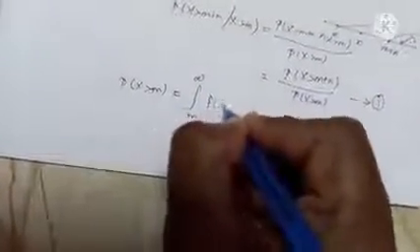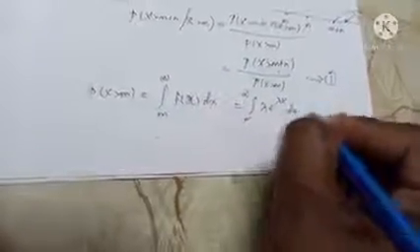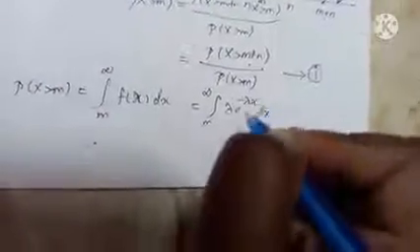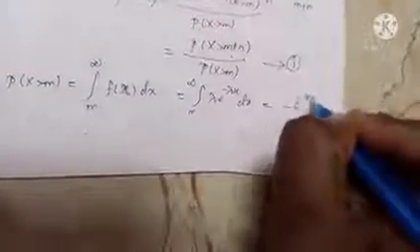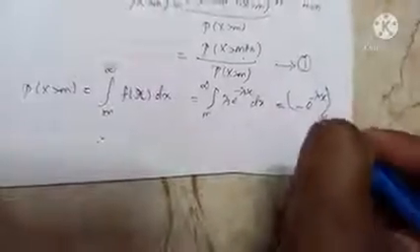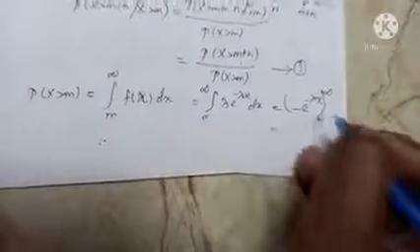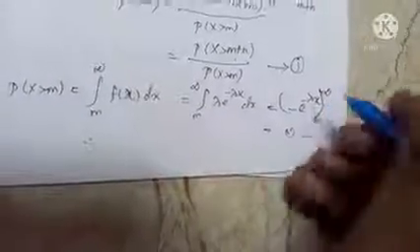Our f of x is lambda into e power minus lambda x for exponential distribution, which is integral m to infinity lambda into e power minus lambda x dx. When you integrate e power minus lambda x, it is e power minus lambda x by minus lambda. Lambda gets cancelled. It is minus e power minus lambda x with limit m to infinity. When you substitute the upper limit, e power minus infinity is 0, minus the lower limit. When you substitute the lower limit for x, it is e power minus lambda m.